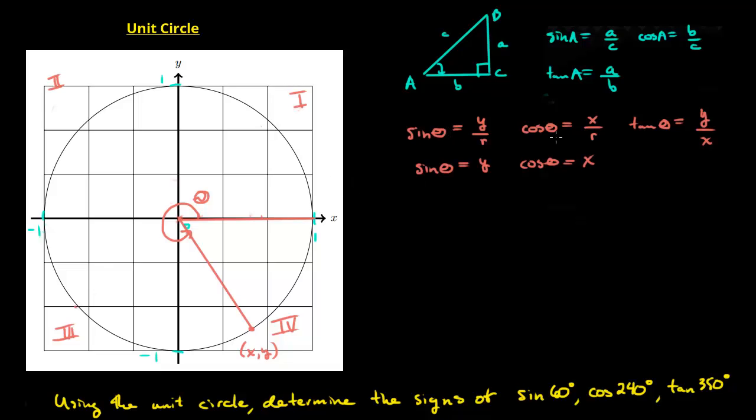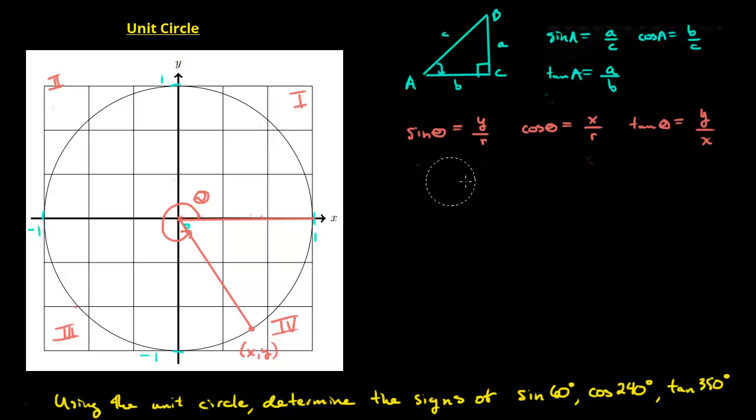The cosine ratio of an angle that's in the fourth quadrant, let's see, x is positive in the fourth quadrant, so x over r is going to be positive. So the cosine ratio is positive for an angle that's in the fourth quadrant. And the tangent ratio is a negative y value divided by a positive x value, which is going to be negative in the fourth quadrant as well.